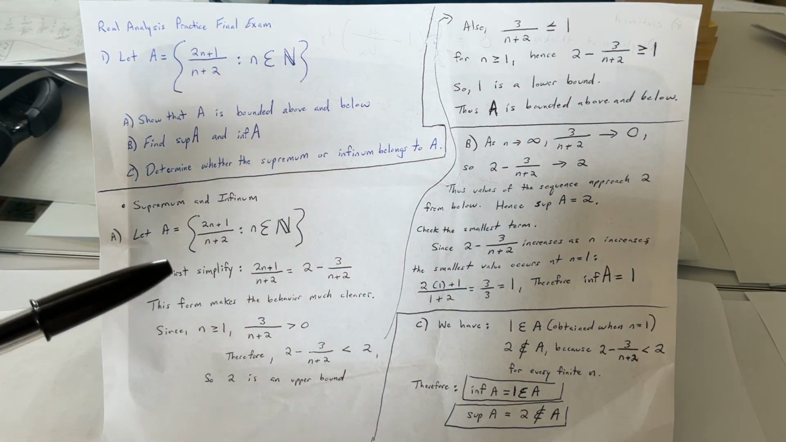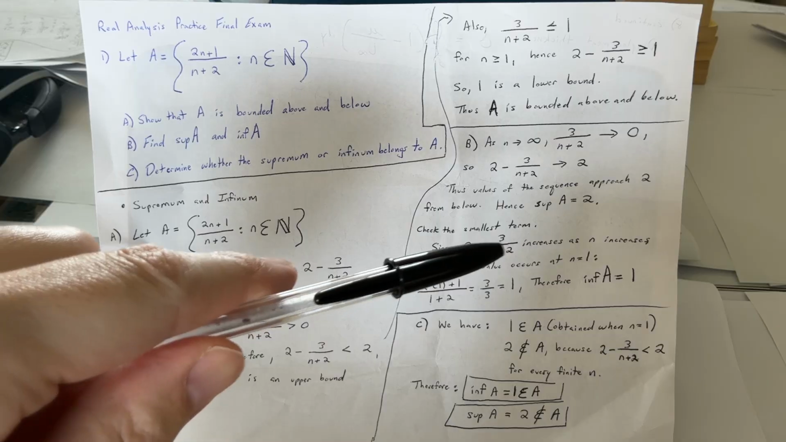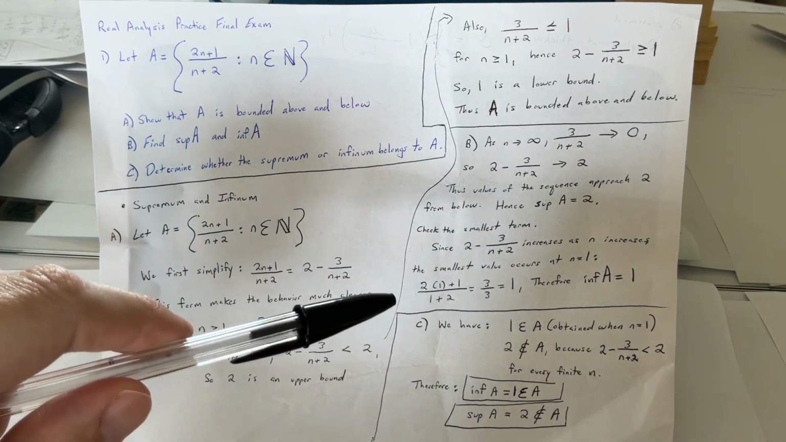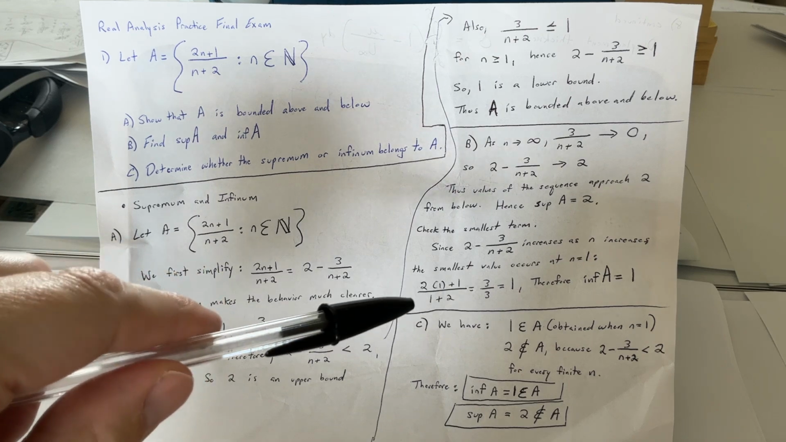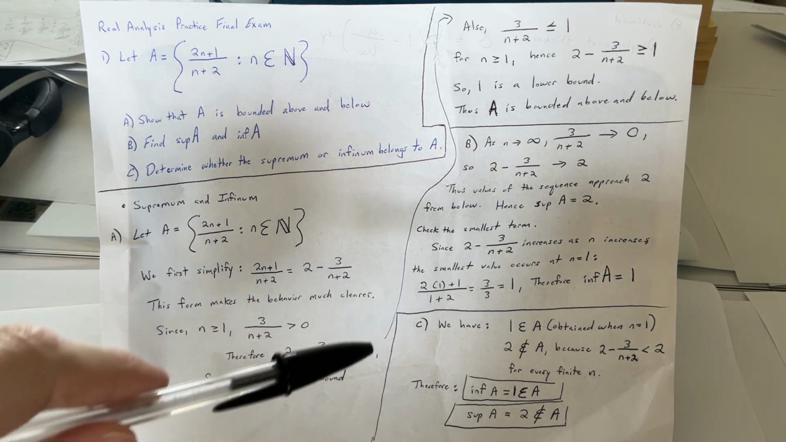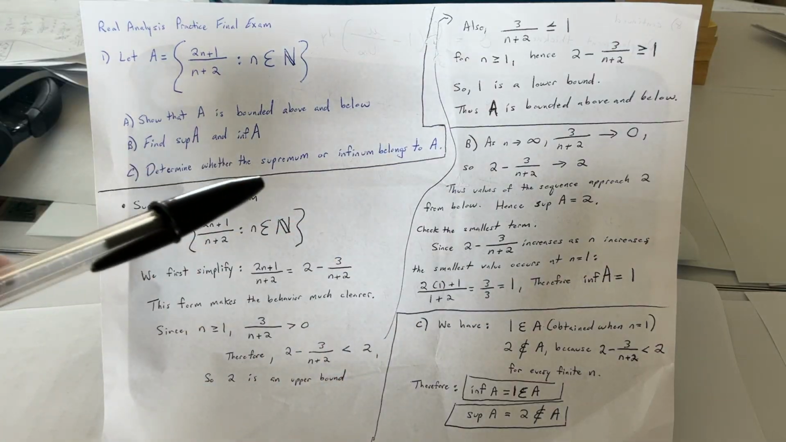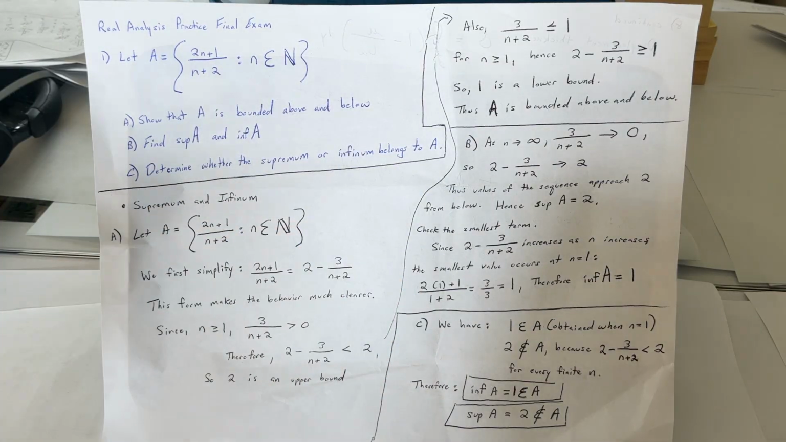Now we check the smallest term. Since 2 minus 3 over n plus 2 increases as n increases, the smallest value occurs at n equals 1. Substitute that in: 2 times 1 plus 1 over 1 plus 2, you get 3 over 3, which is 1. Therefore, the inf A is 1.